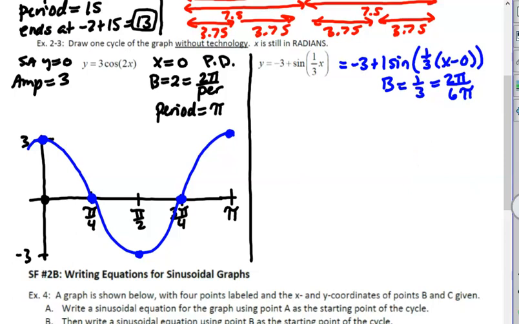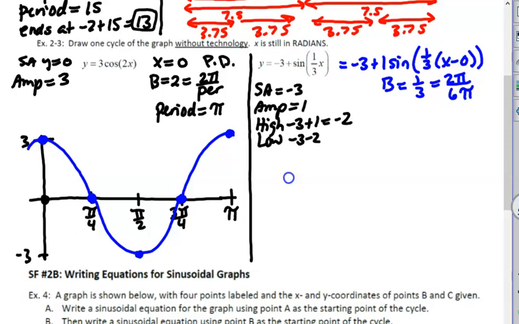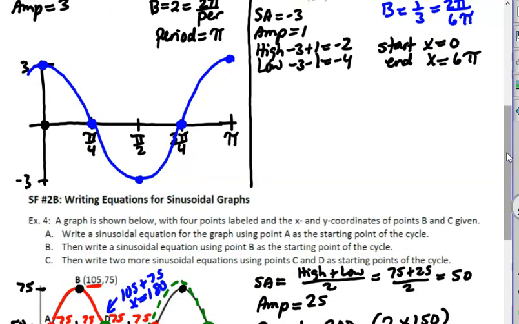What are my high and low points going to be on the y-axis? Well, since the sinusoidal axis is equal to -3 and the amplitude is equal to 1, the high point is going to be -3 plus 1, which is -2, and the low point is going to be -3 minus 1, which is -4. I'm going to start at x equals 0, and I'm going to end on the x-axis at x equals 6 pi, because that's the ending x value of the cycle. That's the period in this case.